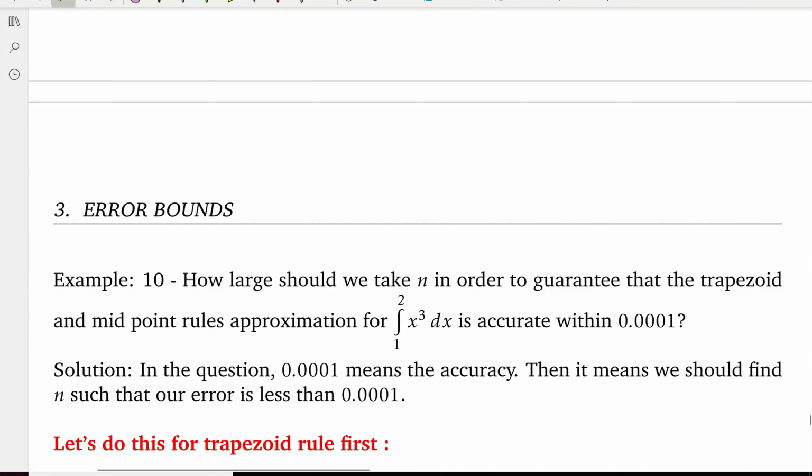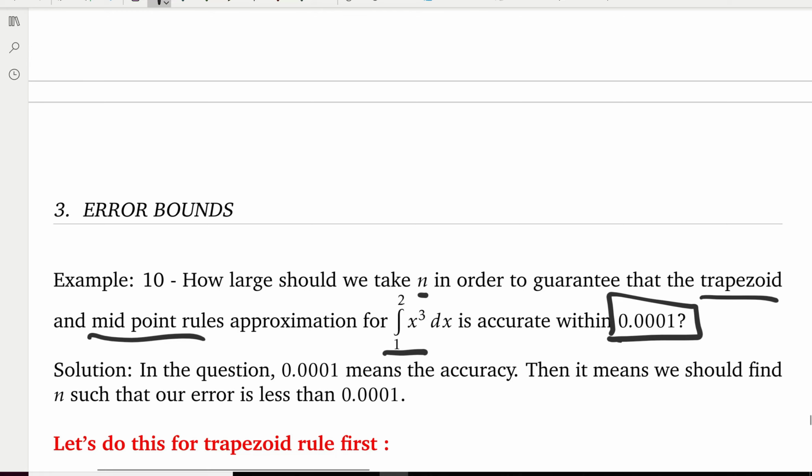Hello everyone and welcome. So in this video I'm gonna solve a very important approximate integration problem. So let's read the question. How large should we take n in order to guarantee that the trapezoidal and midpoint rule approximation for this integral is accurate within this much?